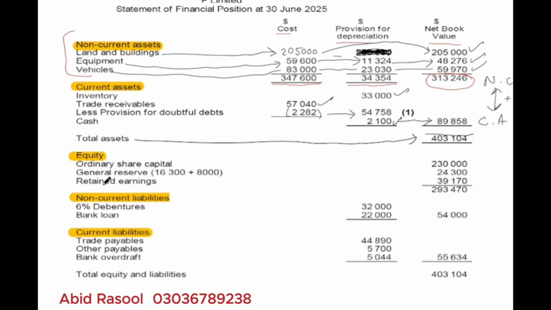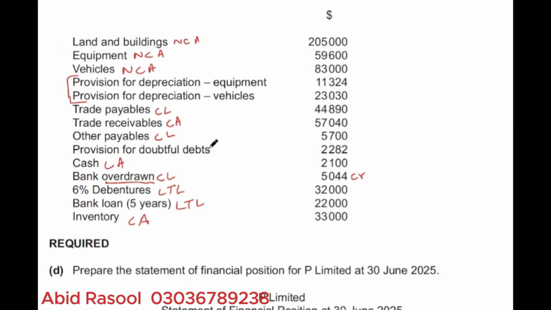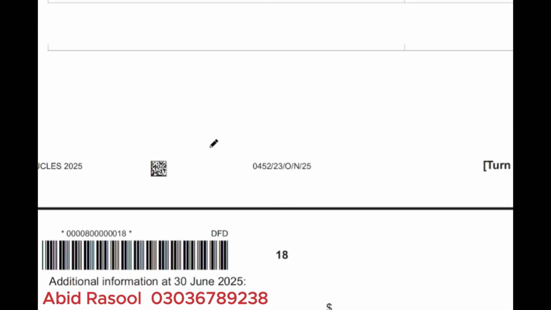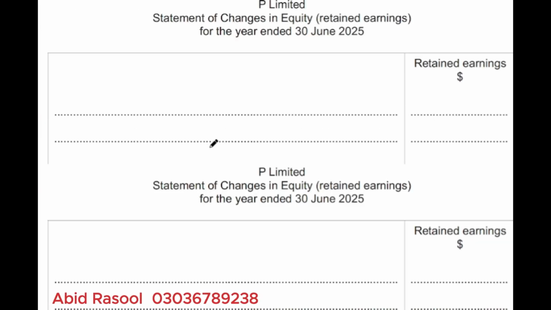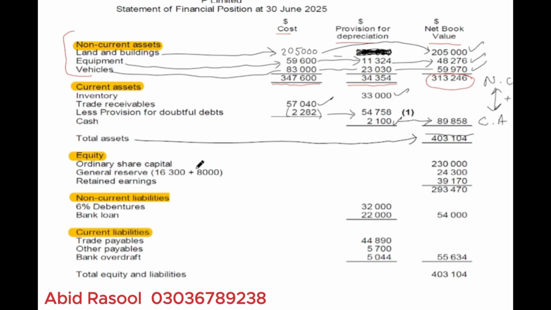Okay, but now in the topics of company accounts, where a company's data is given, the capital consists of more than one figure. It's ordinary share capital, general reserve, and retained earnings. Ordinary share capital 230,000, we will take it from the upper part where we were asked to make the statement of changes in equity extract. See this 230,000. We will take this 230,000 in the ordinary share capital figure. Then general reserve.